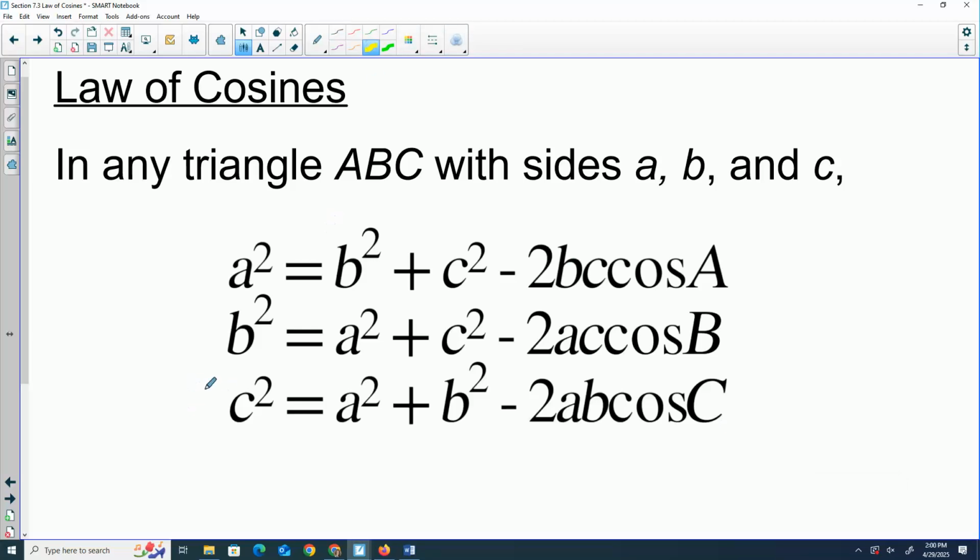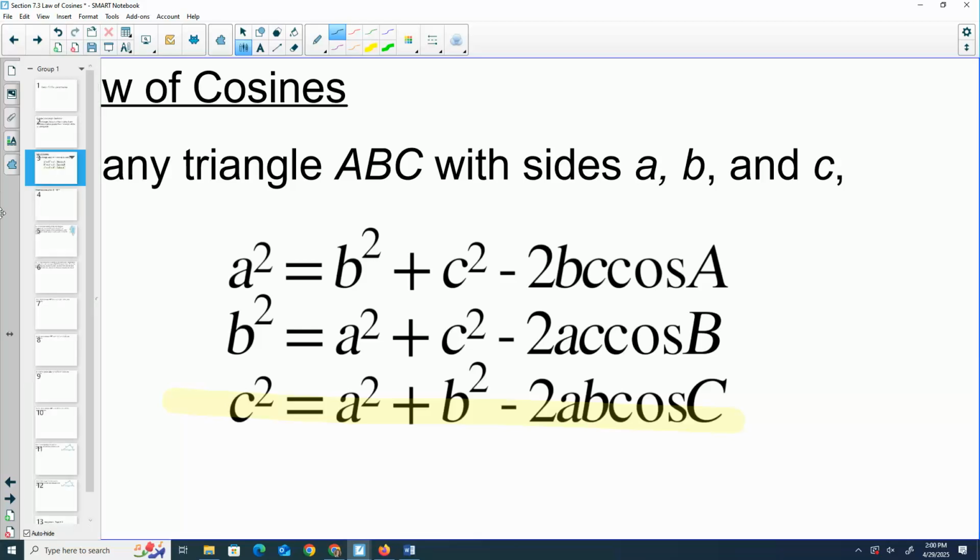The last one, c squared equals a squared plus b squared minus 2ab cosine of C. If C is a right angle, then this is something we've seen before. Because if C is 90 degrees, what's the cosine of 90? Sine is 1, cosine is 0. So this whole term would drop out and it'd be a squared plus b squared equals c squared. So the Pythagorean theorem is actually a special case of this formula. But this is more generic and allows us to find any side in any triangle.